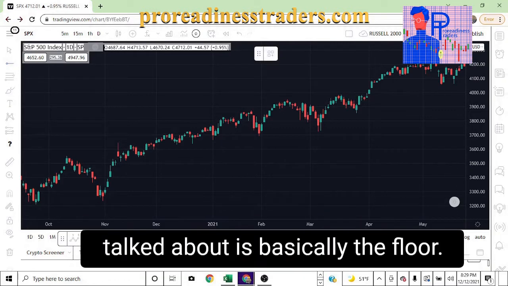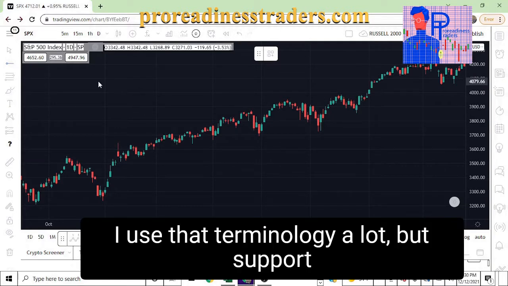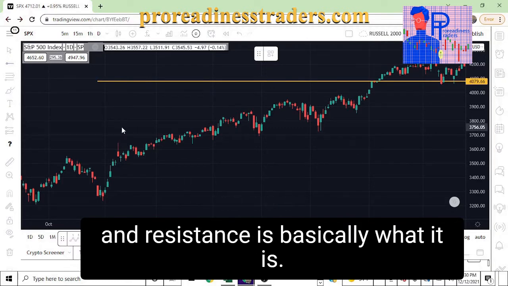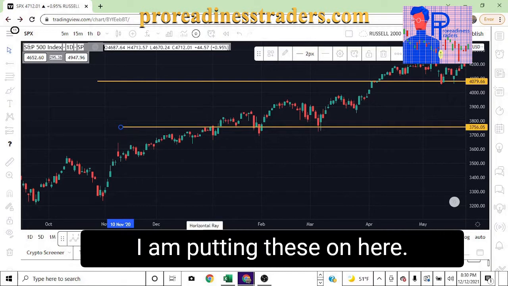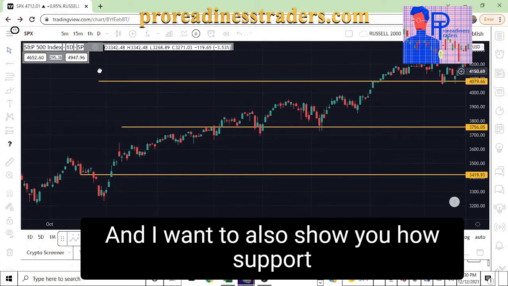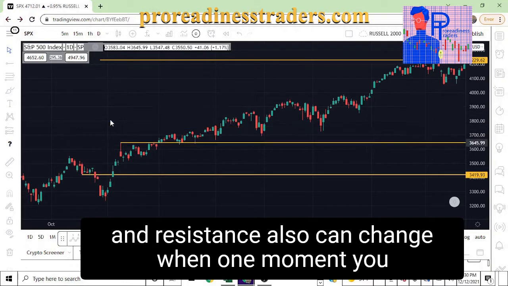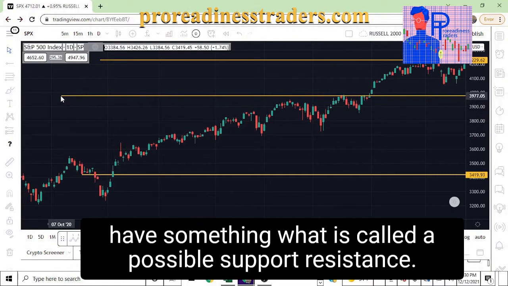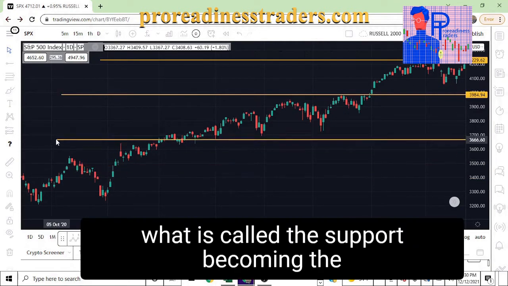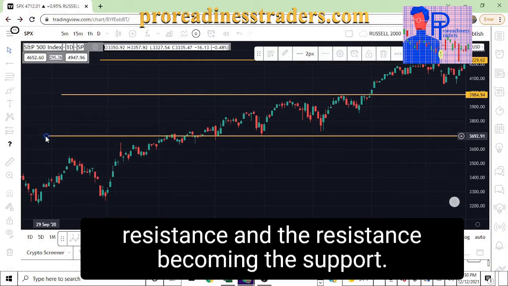And support we talked about is basically the floor. If it helps you, floor and ceiling, I use that terminology a lot. But support and resistance is basically what it is. I am putting these on here so I can show you examples of support and resistance. And I want to also show you how support and resistance can change. One moment you have what is called a possible support and resistance, and then the next moment we have what is called the support becoming the resistance, and the resistance becoming the support.